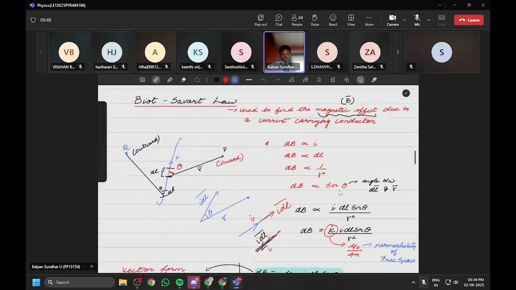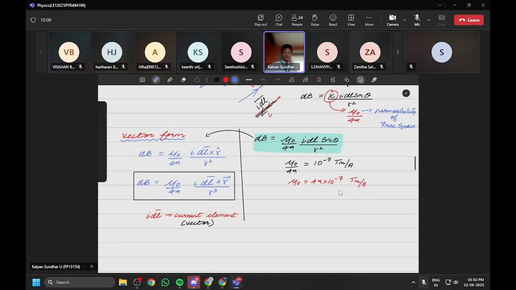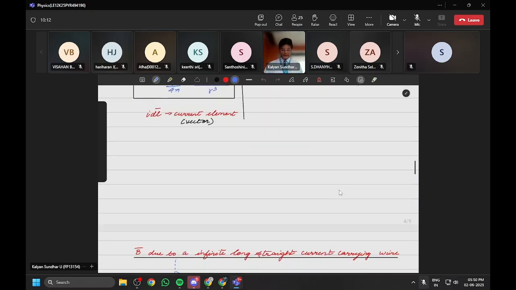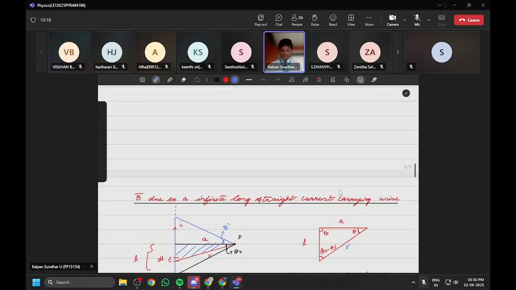And next comes your Biot-Savart's law. Biot-Savart's law is used to find the magnetic effect produced by a current carrying conductor around it. Biot-Savart's law is mu naught by 4 pi, I dl sin theta by r squared, where dl is the element vector, the current element vector, as we have been seeing.